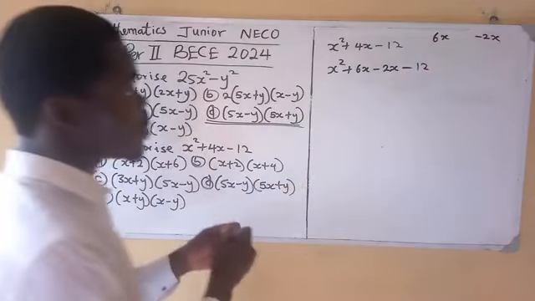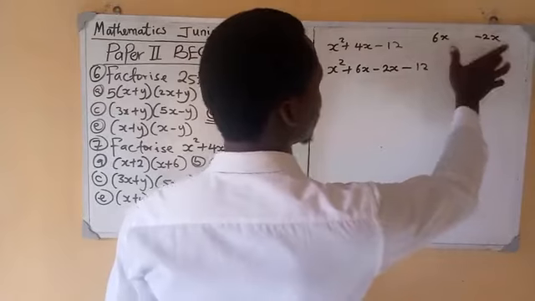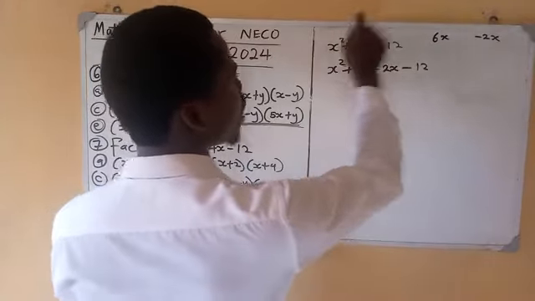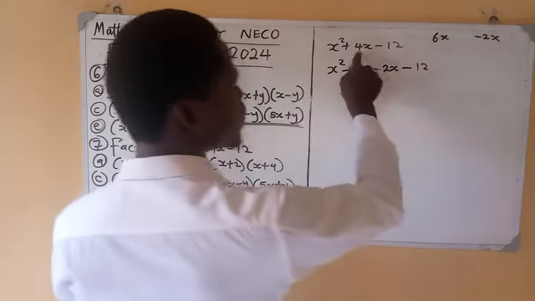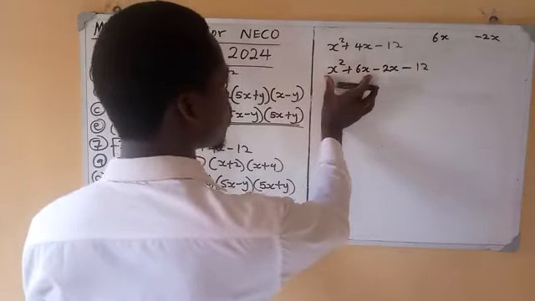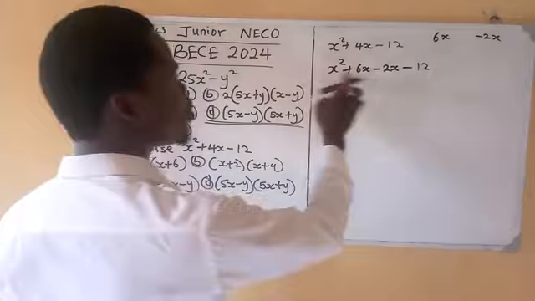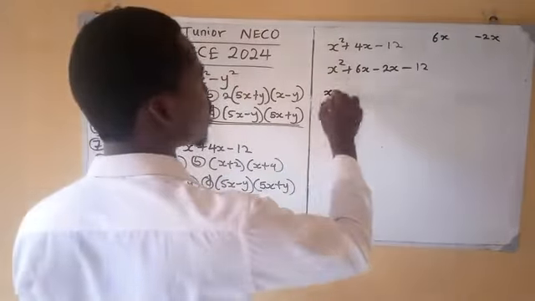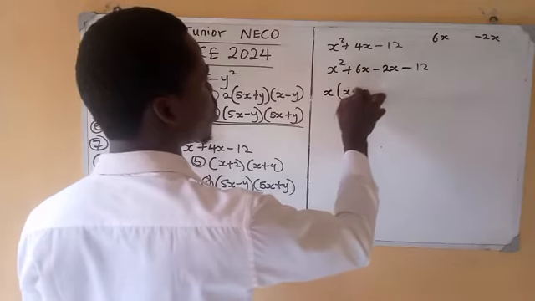Now, remember, when you multiply these two together, you're going to get minus 12x squared. When you add them up together, you get 4x. So we pick the first two. What is common between the first two? You can see x is common, so we have x into x plus 6.